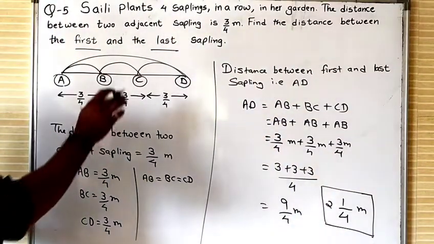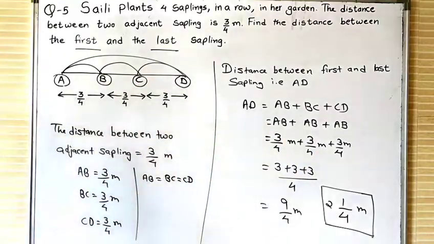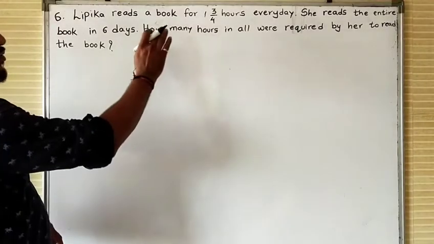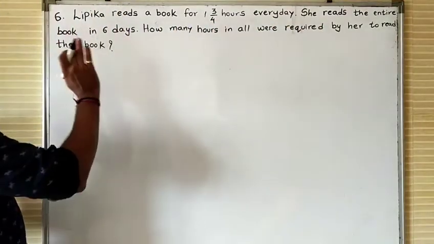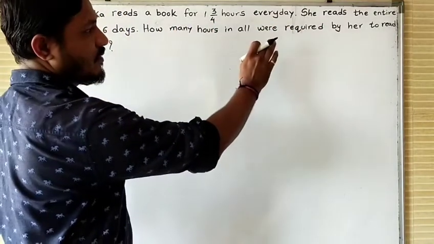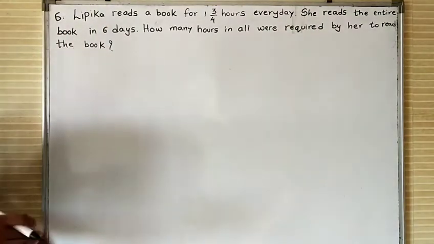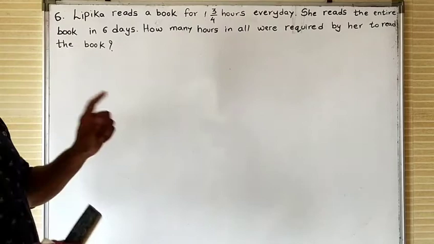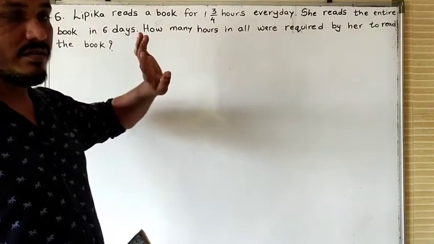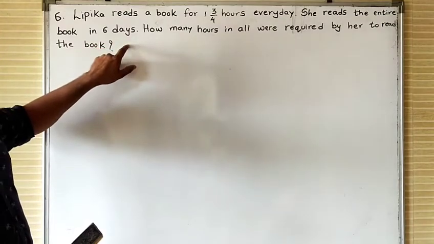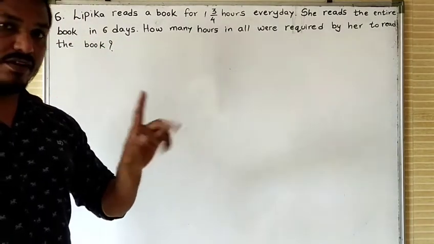That means the distance between first and last sapling is 2 integer 1/4 meter. Number 6. Lipika reads a book for 1 integer 3/4 hour every day. She reads the entire book in 6 days. How many hours in all were required by her to read the book? Now dear student, it's very simple. If she used to read the book for 1 integer 3/4 hour and she used to take 6 days, so in all how many hours she used to take, that only we have to find.